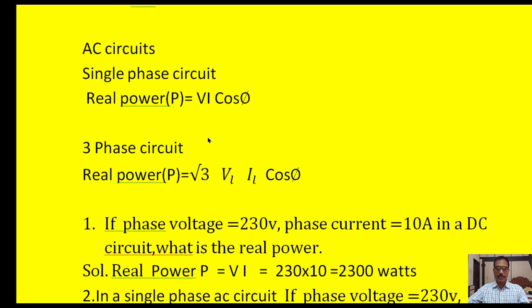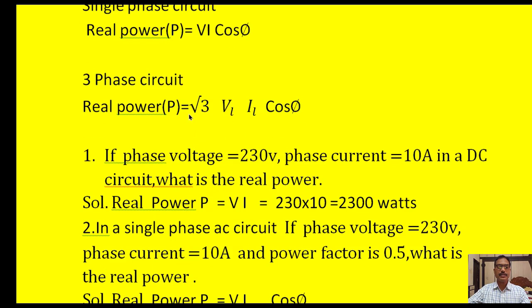When it comes to the three phase AC circuit, the real power is given by P is equal to root 3 into VL into IL into cos phi. Here VL means the line to line voltage, IL means the line current, and cos phi means the power factor of the load.